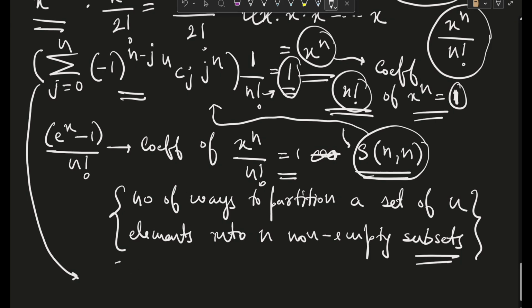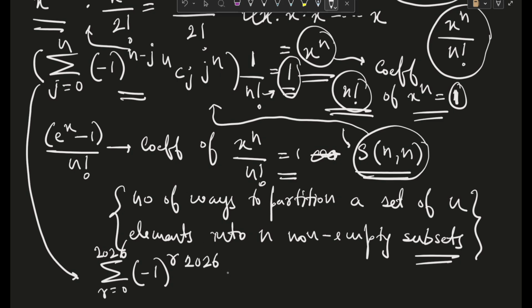So our sigma r equals 0 to 2026. I will write our original expression now: minus 1 power r, because r is basically your n minus j, which was put above. If you notice, I substituted r equals n minus j there, so you can replace it with r itself: 2026 Cr, and this thing is your 2026 minus r power 2026.